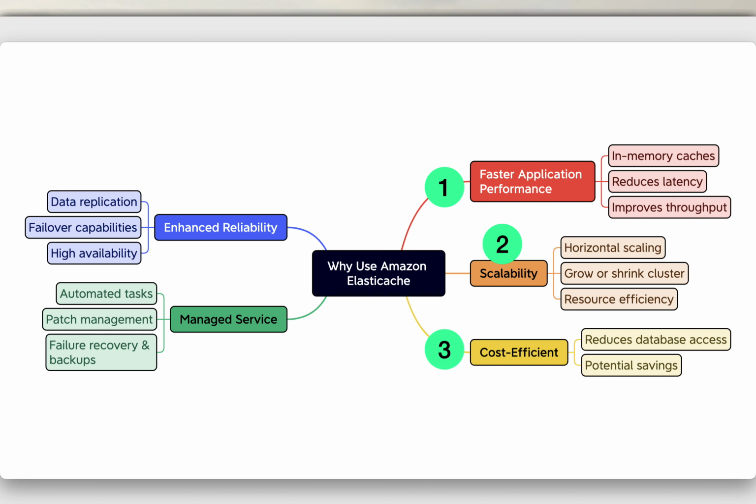3. Cost efficient. By reducing the need to access databases frequently, there's potential for cost savings on database operations. 4. Managed service. Users benefit from automated tasks like patch management, failure recovery, and backups, which simplifies operations. 5. Enhanced reliability. Amazon Elasticache offers data replication and failover capabilities, ensuring high availability.